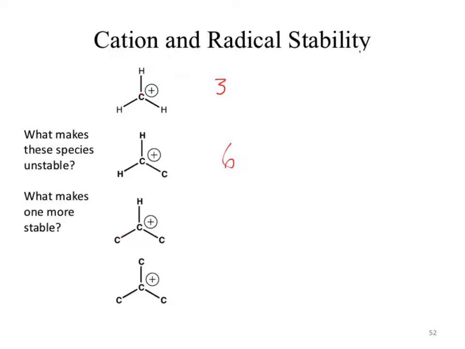Okay. How about the next one down? Carbon has 4. Next carbon has 4. That would be 8. Plus 1, 9. And the next one? Thank you for not making me count that out. Okay. Do we see a difference?